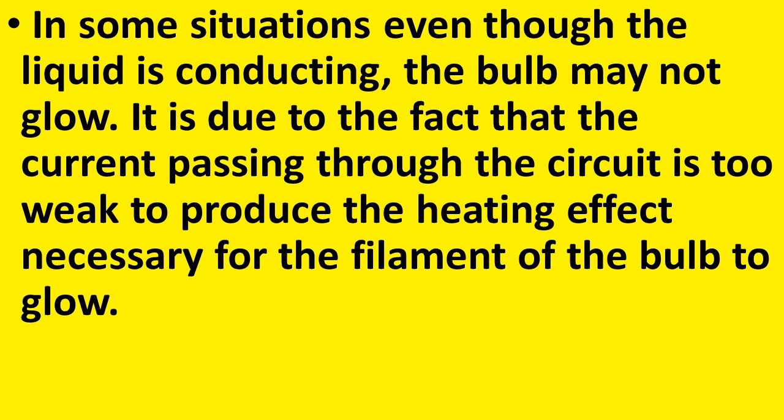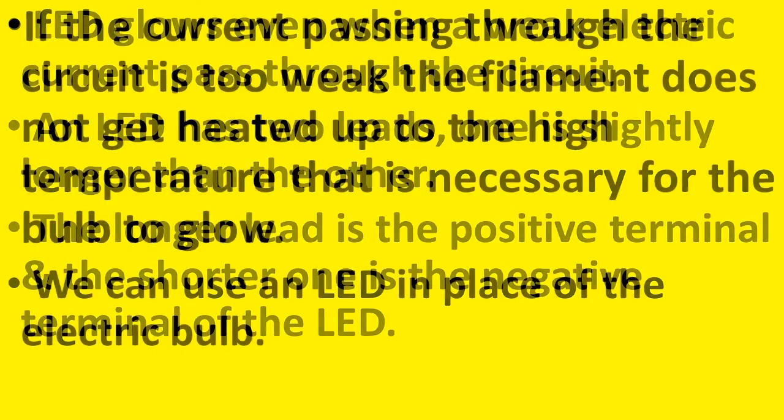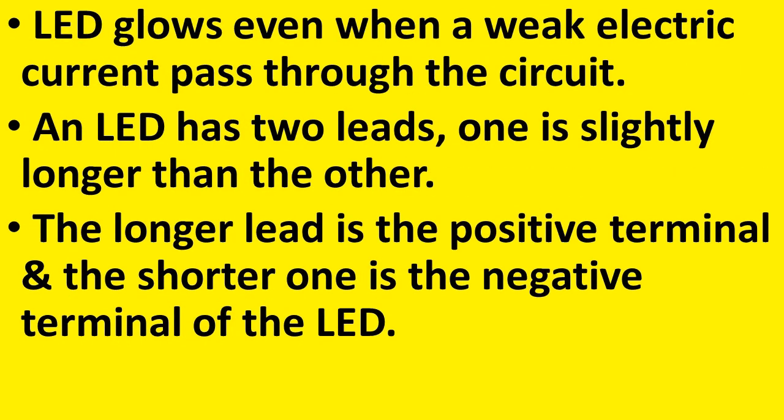So if the current is too weak, then it won't be able to produce that much temperature which is needed for the glowing of the bulb. If the current passing through the circuit is too weak, the filament does not get heated up to the high temperature that is necessary for the bulb to glow. We can use an LED in place of the electric bulb. LED glows even when a weak electric current passes through the circuit.